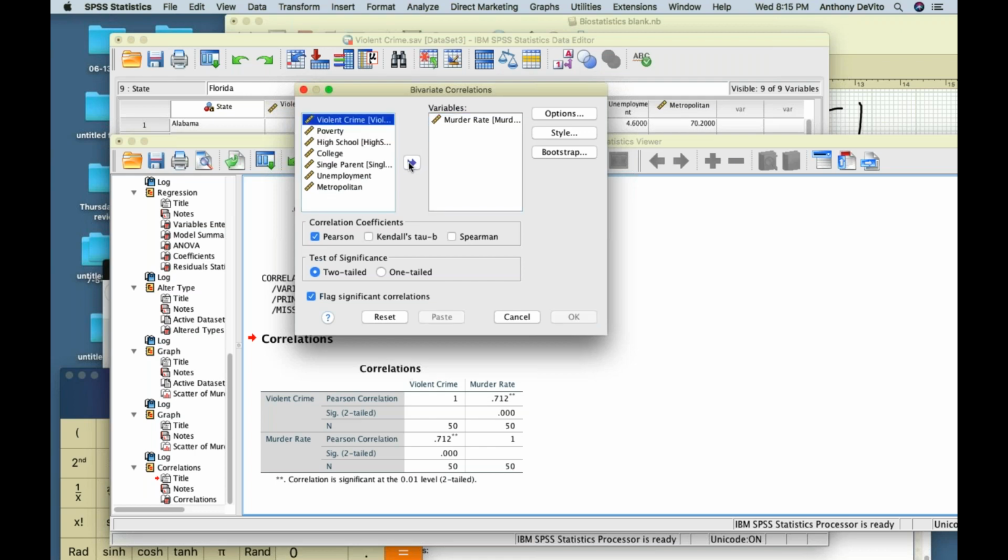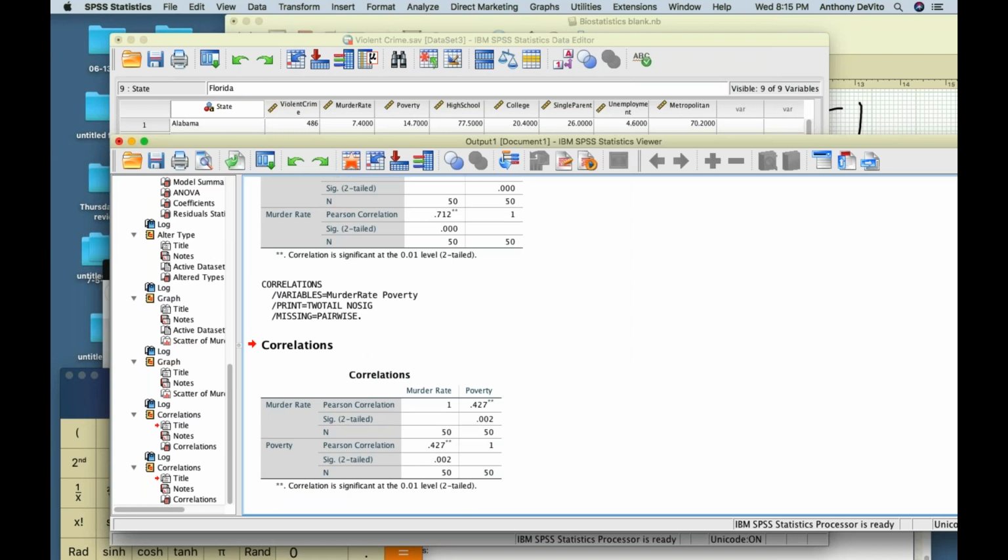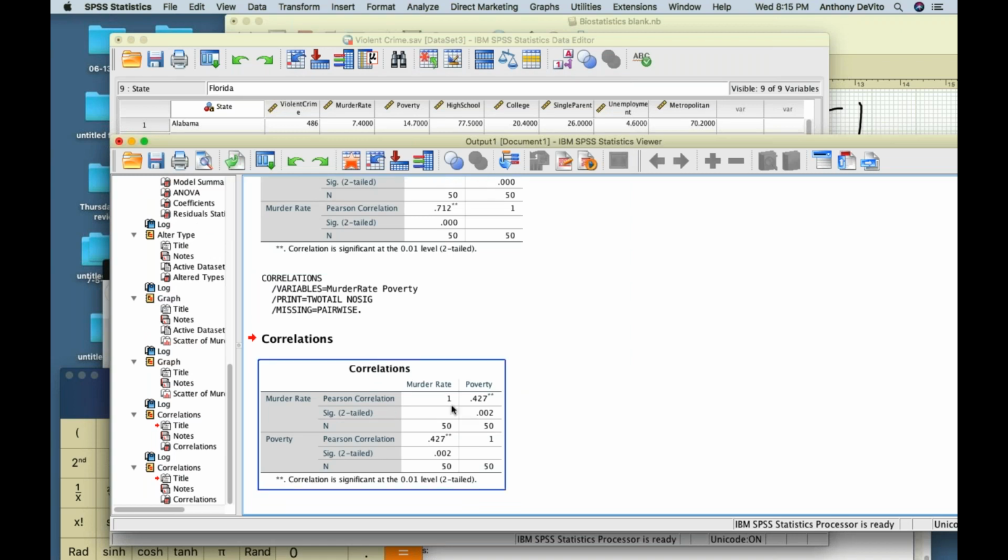Murder rate and poverty. It kind of surprised me that it was that good. And murder is a violent crime, so you would think that they'd be, oh yeah, this is more like it. It's a good association, 0.427, but it's not necessarily as strong as the one that we were looking at before, right? Which is almost a measure of the same two things to some degree.